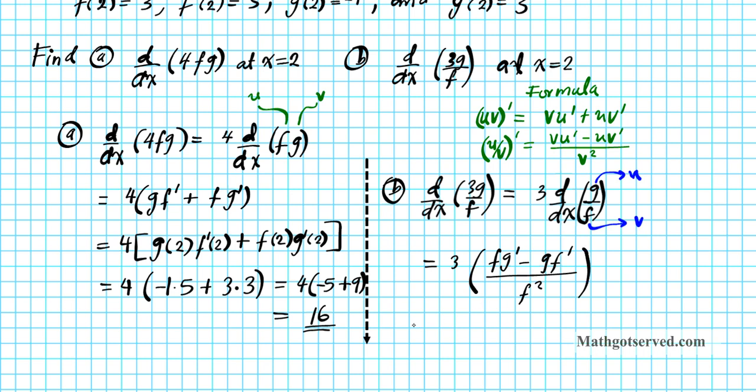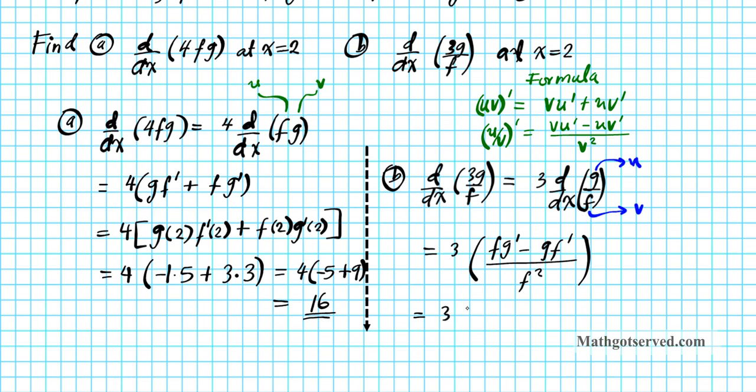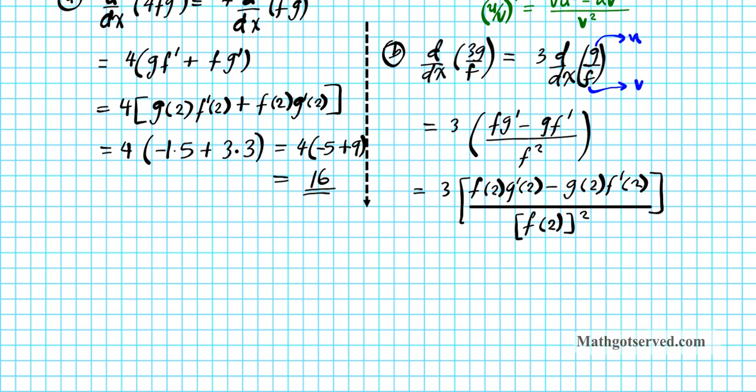Okay, so if we evaluate this derivative at a point, namely at x equals 2, we're going to have 3 times f of 2 times g prime of 2 minus g of 2 times f prime of 2. This entire thing divided by v squared, and we know what v is, it's f, so it's going to be divided by f of 2 squared. Okay, now we're going to use the chart above to find the values of each function and their derivatives at x equals 2.